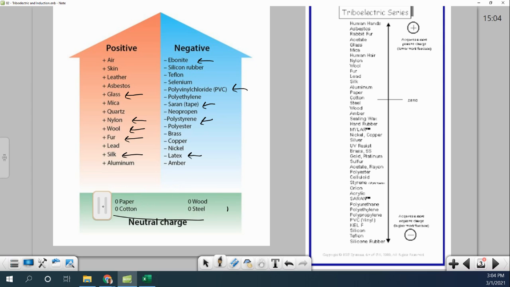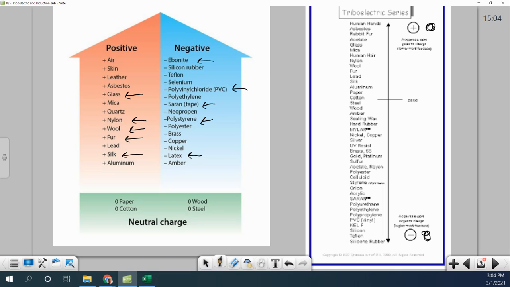So you've got all these different charts. Some of them are set up differently. This is a big giant list with your positive ones at the top and your negative ones at the bottom. Some of them have different things on them. This one specifically has rabbit fur and acetate. What else has got on here that's weird? Sealing wax, mylar, all kinds of weird things the other one doesn't have. It just depends on who made the chart and what experiments they were looking at when they designed it.